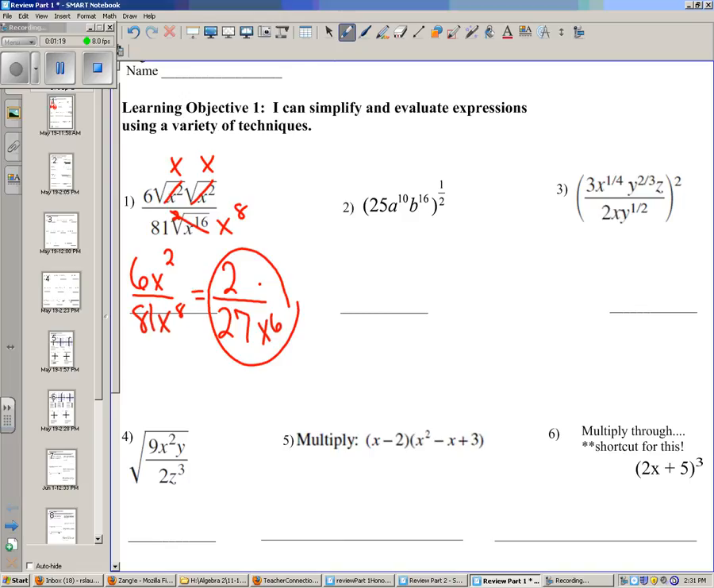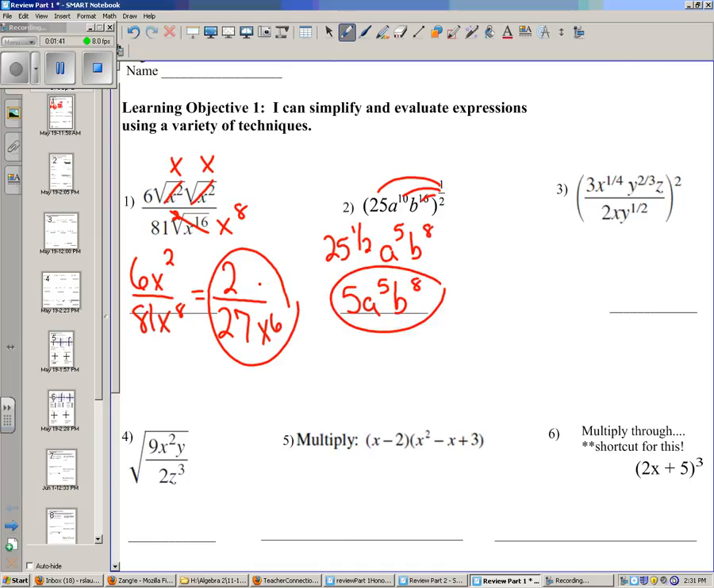On 2, with exponents, according to the flow chart, I should deal with any parentheses, which means I distribute the 1/2 to each thing. 25 to the 1/2 is like the square root of 25, so I get 5. A to the 10th becomes a to the 5th, and b to the 16th becomes b to the 8th. And there's your final answer.